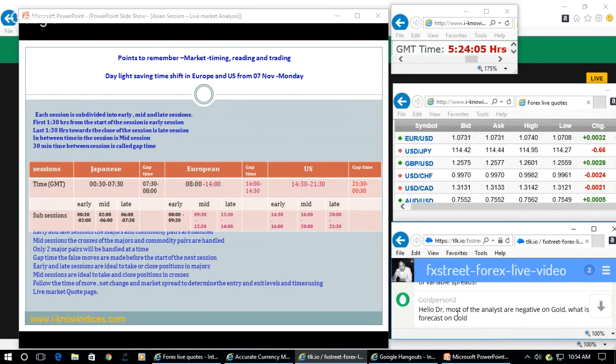Then gold. Most of the analysts are negative on gold. What is your forecast on gold? Normally during a trend reversal time, they will make extreme moves in gold. So for the first two days you will find gold coming down, and thereby you will find the players accumulating gold positions at the lower level.